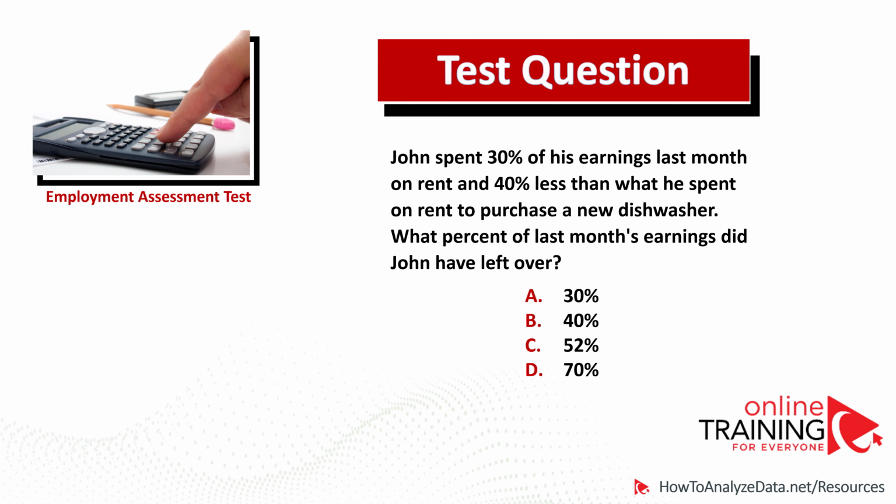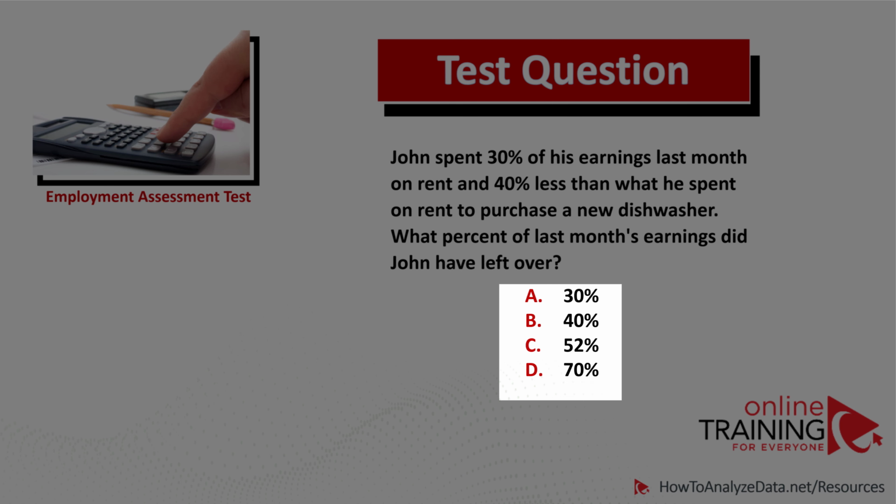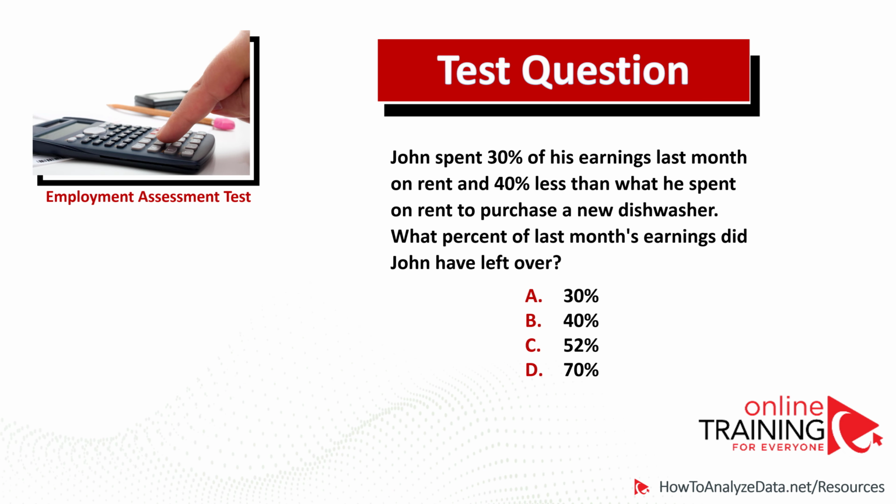Let's take a look at the tricky question you might often see as part of employment assessment test. John spent 30% of his earnings last month on rent and 40% less than what he spent on rent to purchase a new dishwasher. What percent of last month's earnings did John have left over? And you have 4 different choices. Choice A, 30%. Choice B, 40%. Choice C, 52%. And choice D, 70%. Do you think you know the answer? Let's see how we can calculate correct answer together.